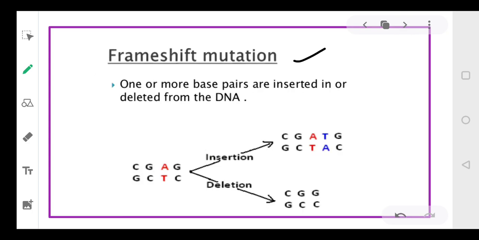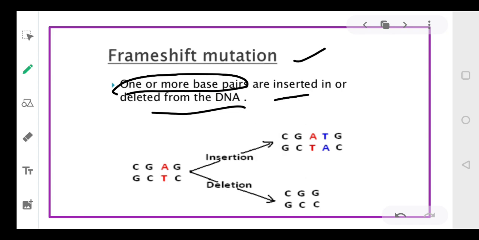Second is frameshift mutation. Frameshift mutation means where the mutations may occur in one or more base pairs that are inserted or deleted from the DNA. Now what happens in this, students? Frameshift mutation. We know that DNA can be read by the mRNA. The bases which are present on DNA are read by the mRNA, right? And they are in the form of triplets, right?